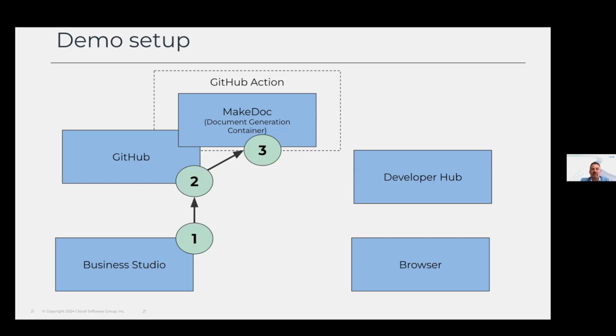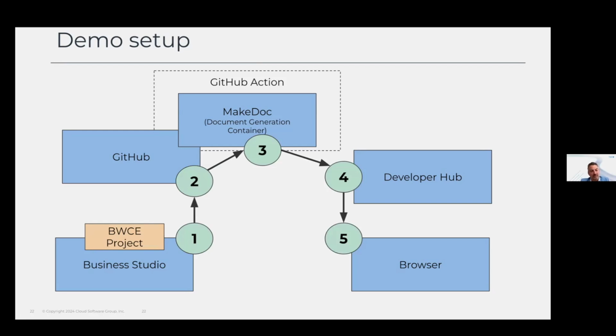That commit then results in this GitHub Action being triggered and picking up that change and regenerating documentation and putting that back into the repository, which then gets picked up by the Developer Hub, and you can eventually show that in the browser. So here I quickly show the asset.